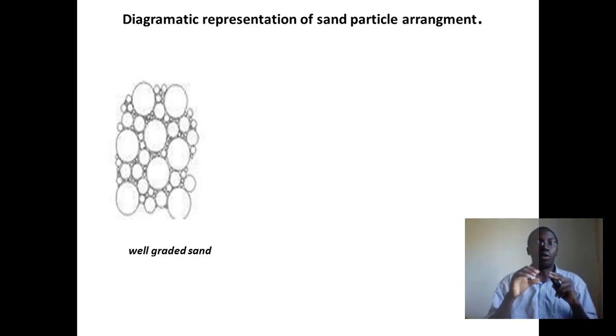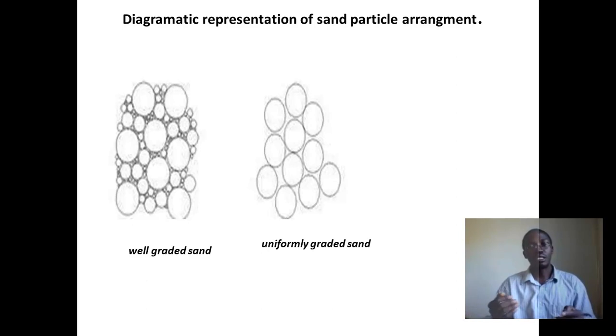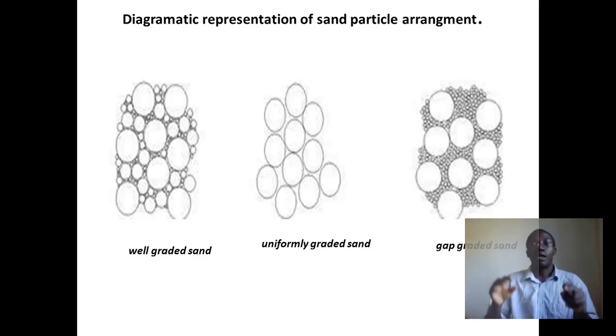Now let us look at the diagrammatic representation of sand particle arrangements. If the sand sample is well graded, then it will have bigger particles, quite a little bit smaller, and smaller particles. You will find that it has ranges of particles. If the sand is uniformly graded, you may find that it has only one type of size, say the particles are almost the same shape. Gap graded means that it has bigger particles and very small particles. It has no particles in between.